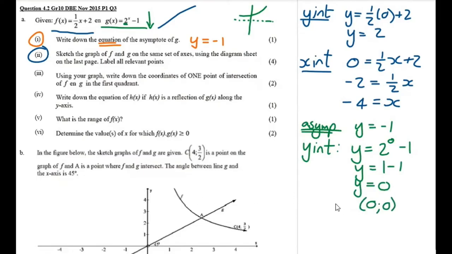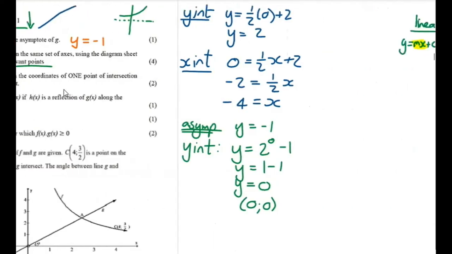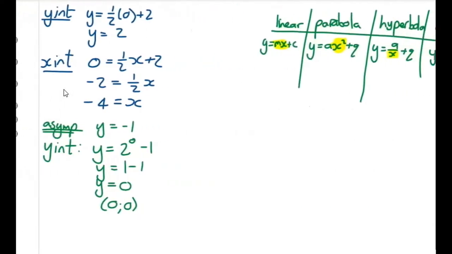So do you see that it's actually also my x-intercept? Okay, so I'm not going to bother trying to work out my x-intercept because I'm going to get exactly the same point, because that's also where y is 0. So it says sketch the graph of f and g on the same set of axes using the diagram on the last, and it says label all relevant points. Do you see that didn't ask for anything extra? So I'm not going to use my table method here.